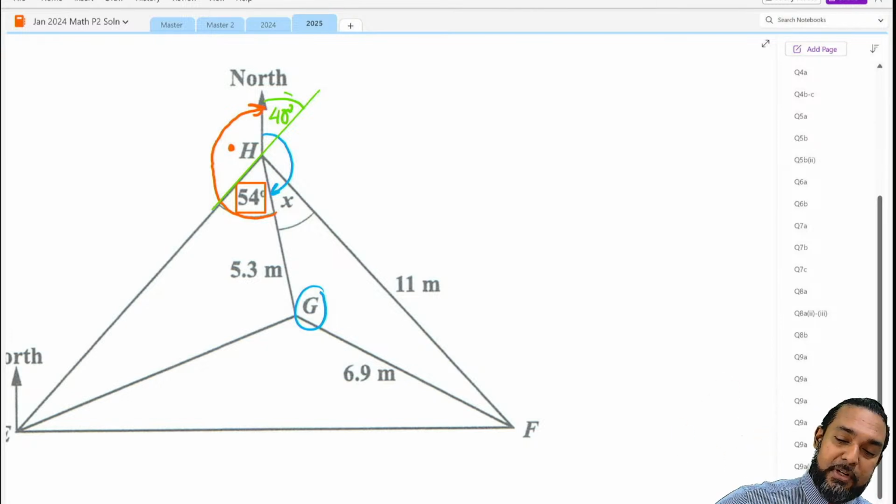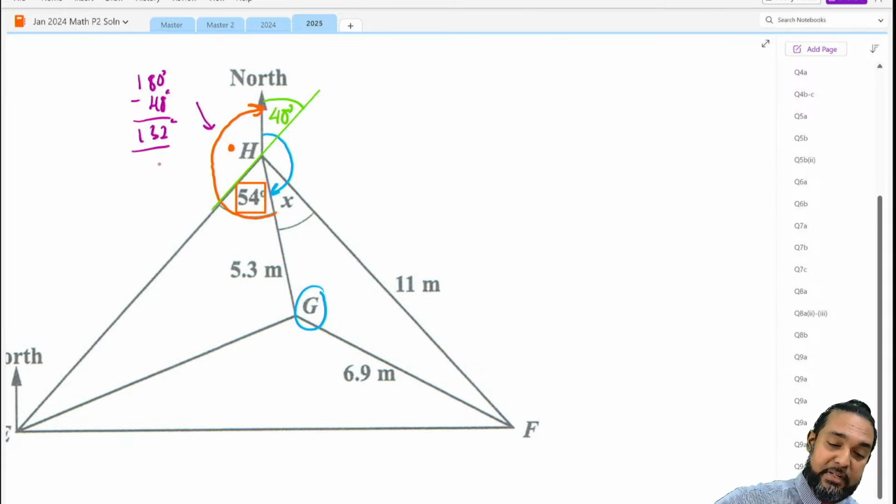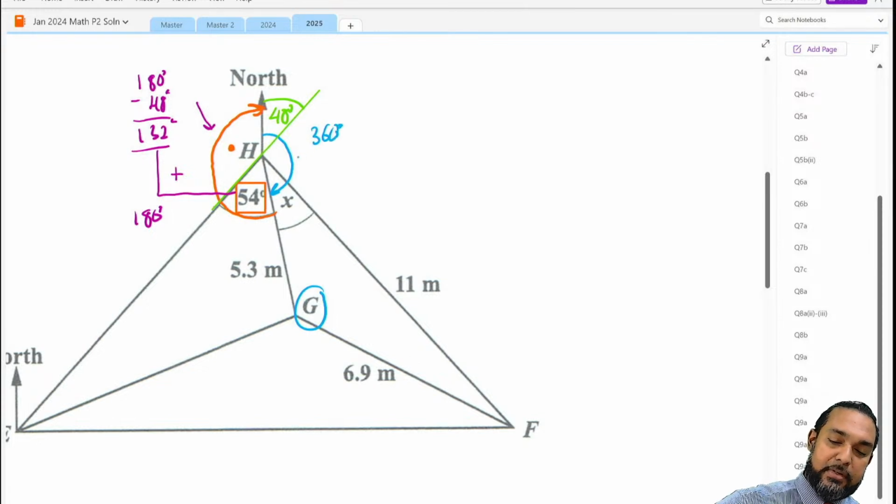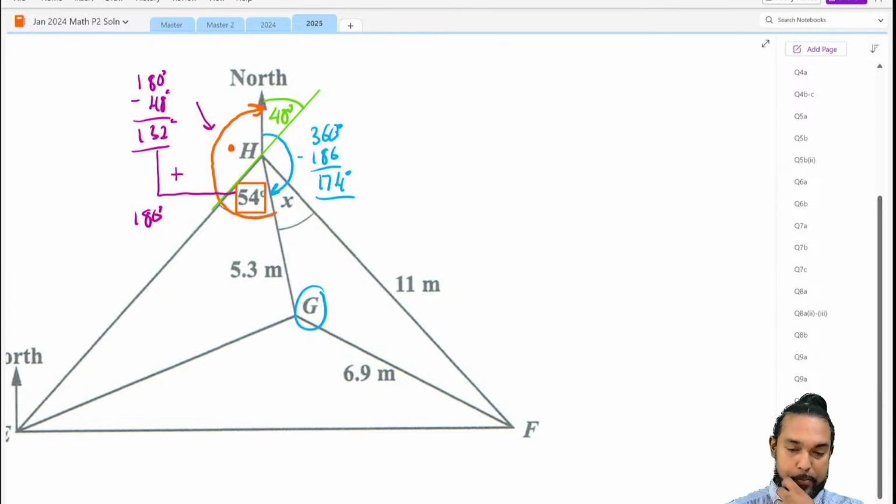Doing some maths. Right, yeah. So if this piece here is 48 and the whole angle is 180, to find this piece on the other side here, that's 180 minus 48, which is 132. Now we'll take the 132 and the 54 and add them, and we get 186. And to find the blue, we have to subtract that 186 from 360. So that gives us 174.